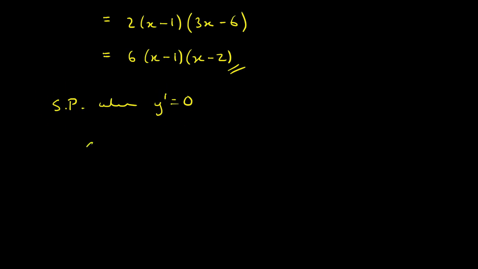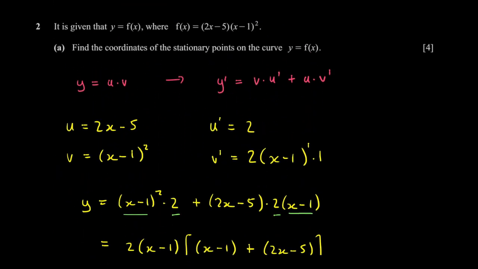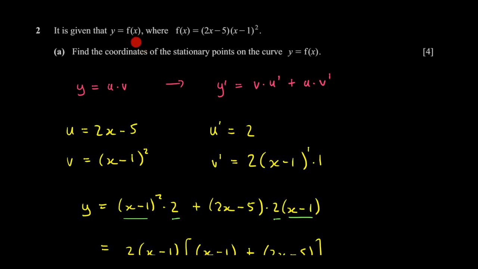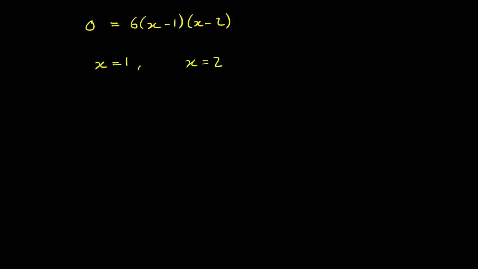Okay, so 0 is equal to 6 bracket x minus 1 times x minus 2. So that's got two solutions: when x is equal to 1 and when x is equal to 2. Well, I want to read the question very carefully. We want to find the coordinates, right? So we're not just asked the x coordinate, we've also got to find the y coordinate, right? So the function is 2x minus 5 times (x minus 1) all squared.